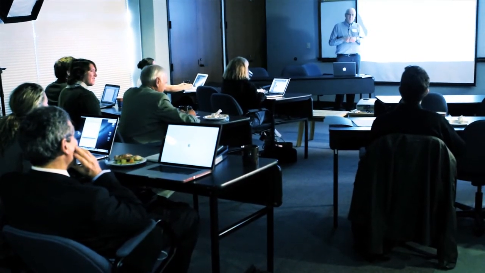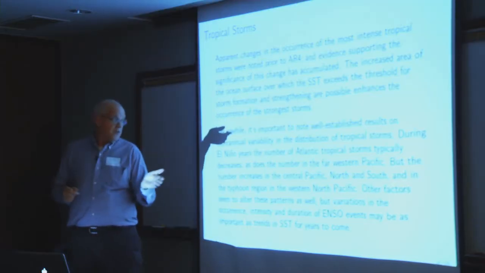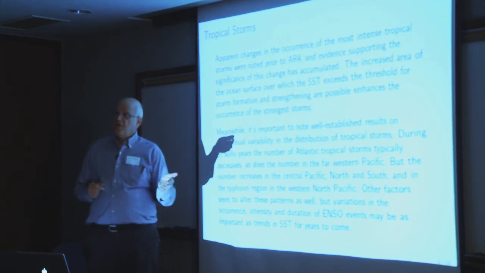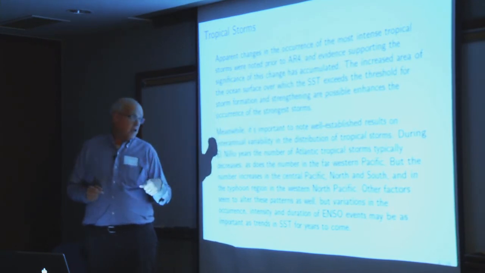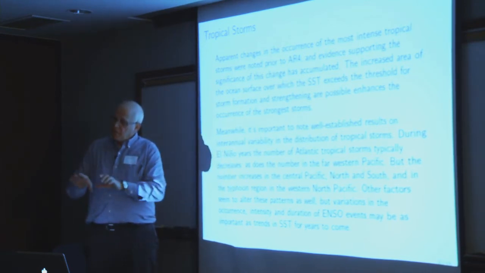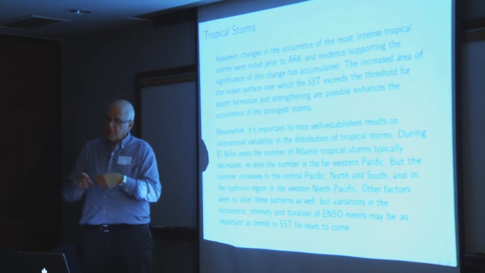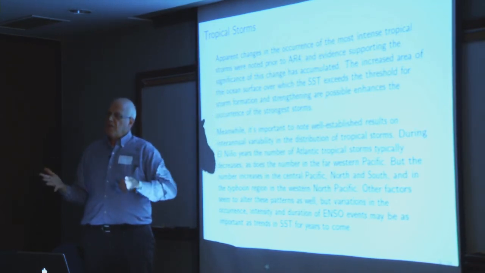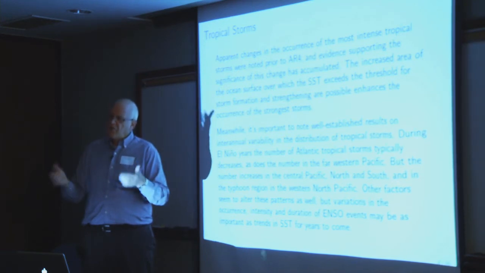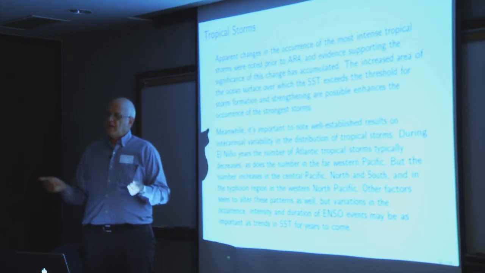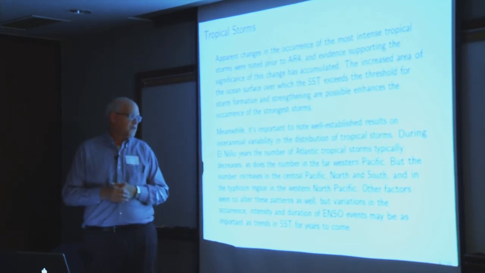But meanwhile, in the far western Pacific, there's also a reduced frequency of tropical storms in an El Nino year. But at that same time, in the Central Pacific, both in the North Pacific and the South Pacific, and in the typhoon region in the Western Pacific, tropical storm frequency increases during El Nino years. So there's a natural variability in the distribution and occurrence of tropical storms.